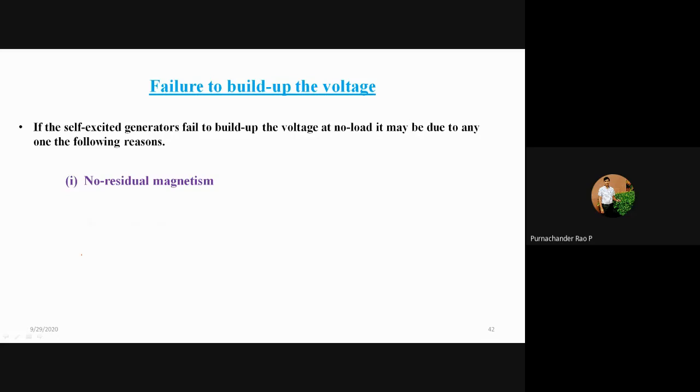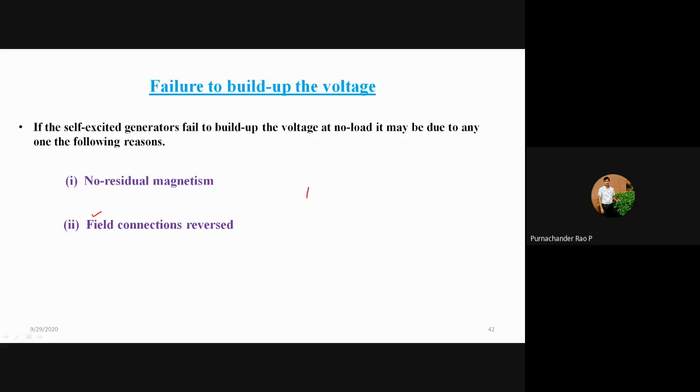Everyone? Yes. Then the second reason is that the field connections are reversed. Field connections reversed means that instead of the field flux produced by the field winding adding to the residual flux, it opposes it. So if you see no voltage buildup in the generator, it may be due to reversed field connections, and we just have to interchange them.